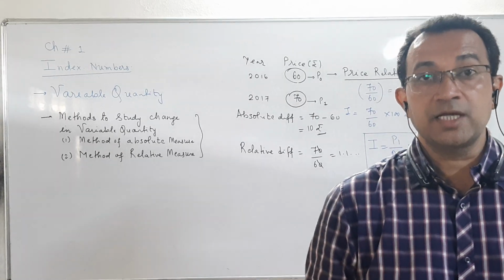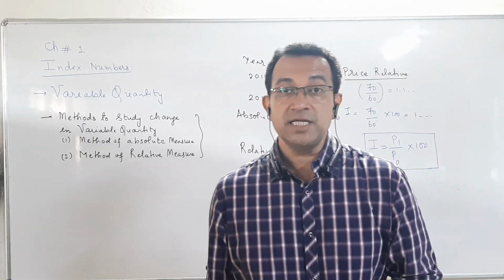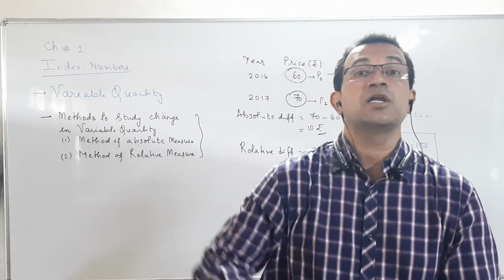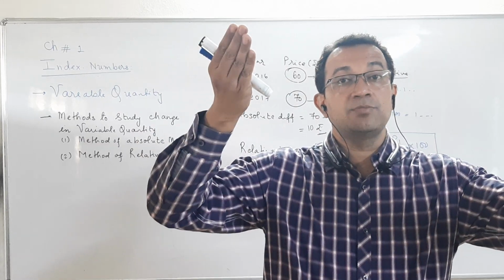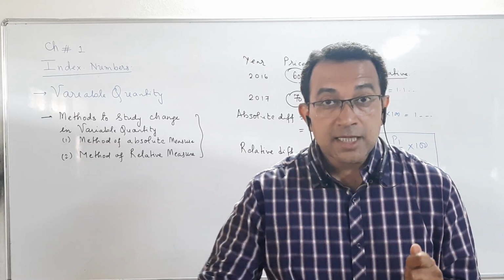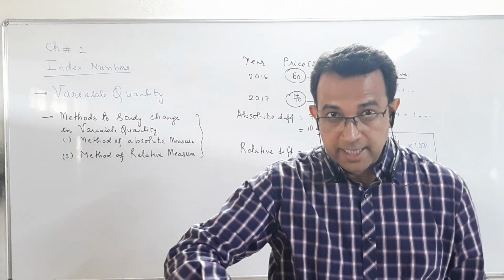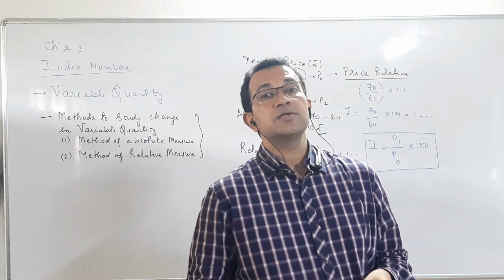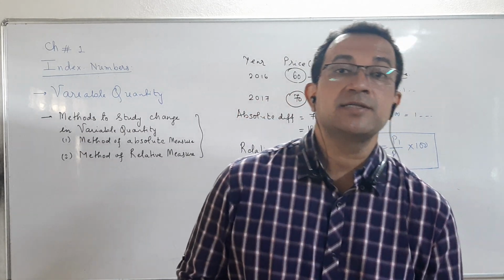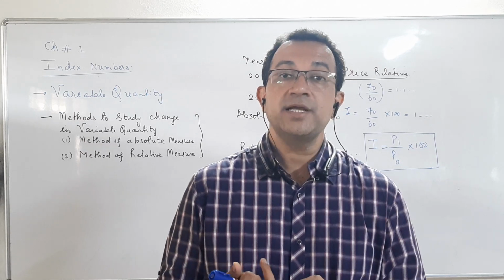Students, index numbers are economic barometers. With the help of index numbers, we can study the strength of an economy. Lower the index number, sounder the economy is. Higher the index number, deteriorating economy is there. Higher the index number, strength of economy is weak. Lower the index number, strength of economy is fair or high. So economic indicators are index numbers, and the most important is WPI, wholesale price index.